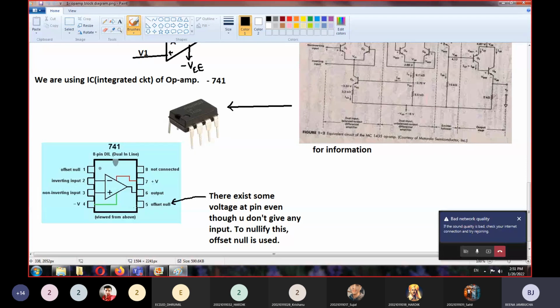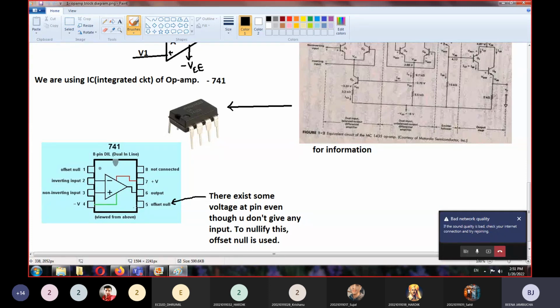What is this offset null? You can say that when you have not provided any type of input to the operational amplifier, at that time also there will be some potential difference between the two inputs. Though this value may be in terms of microvolt or millivolt, its value can be very small, but after that it may play an important role in the output. So before proceeding to the applications of the op-amp, before making a separate circuit, what should we do?